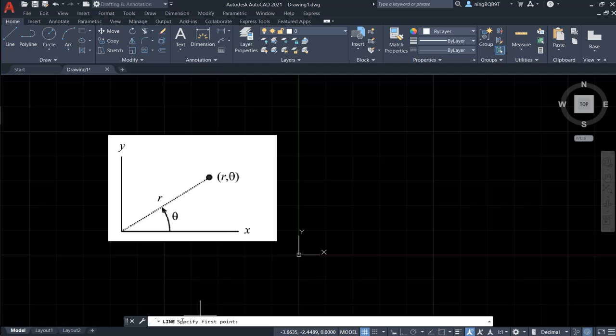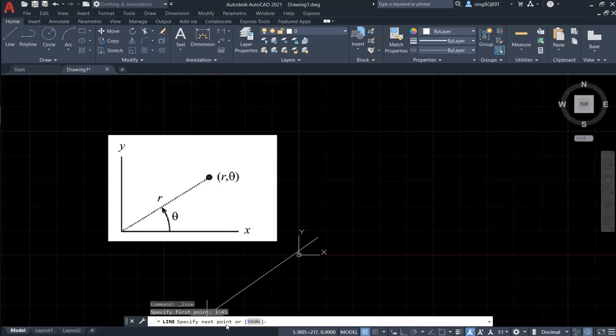Look at the command window. It should specify the first point. Let's type in r equals 1, and angle, 1 less than 25. Enter. Now, here is the start point.